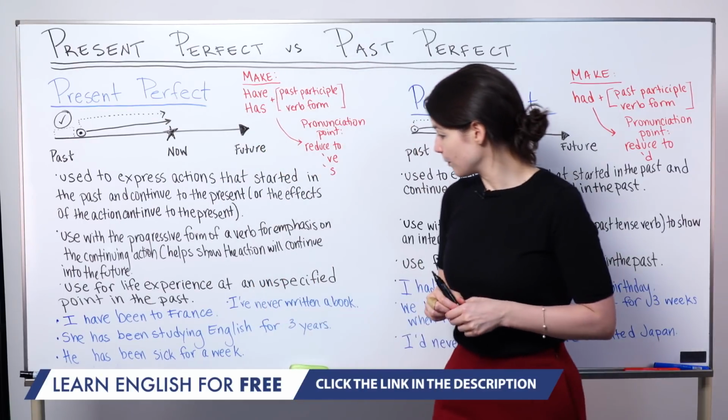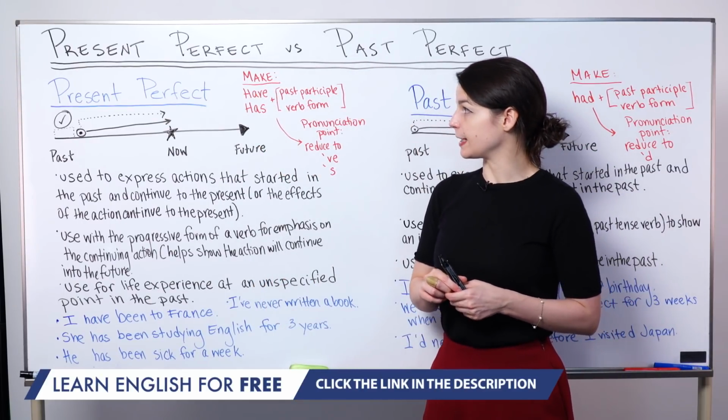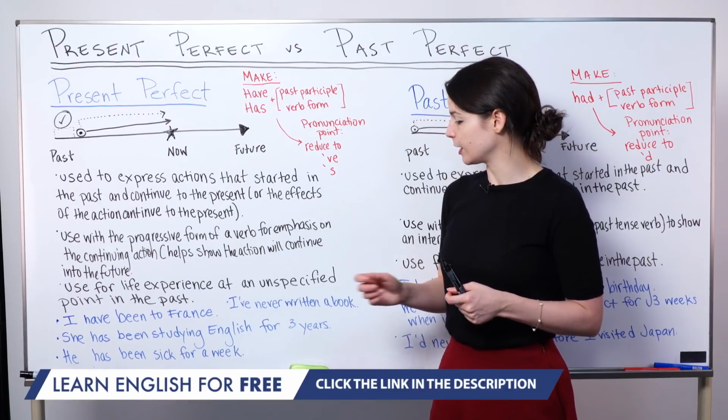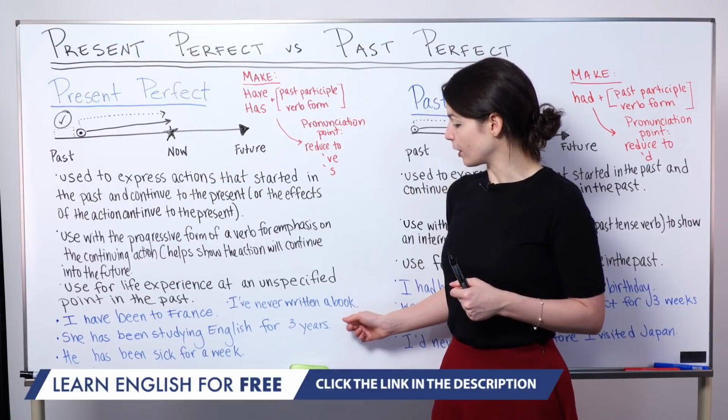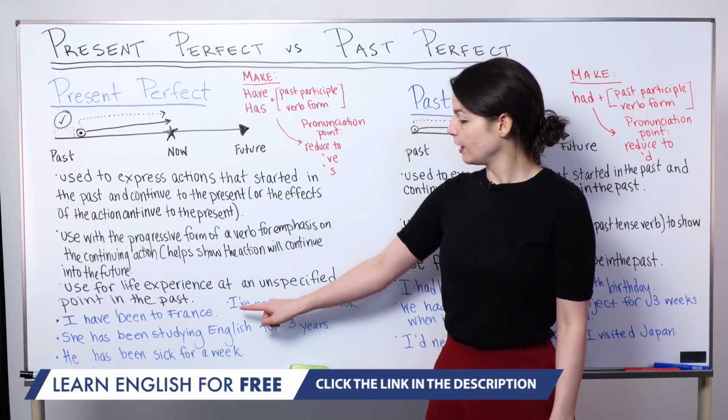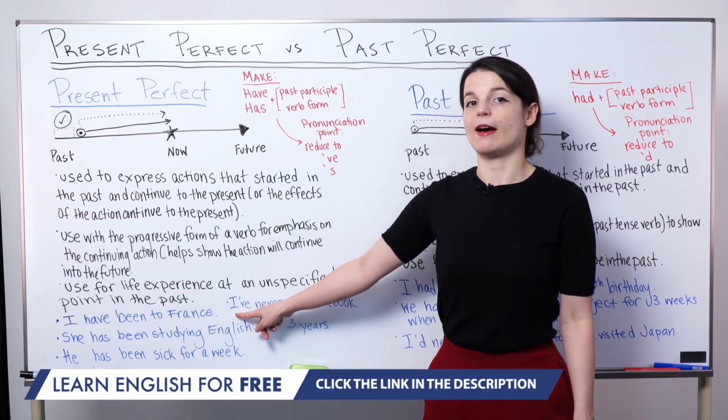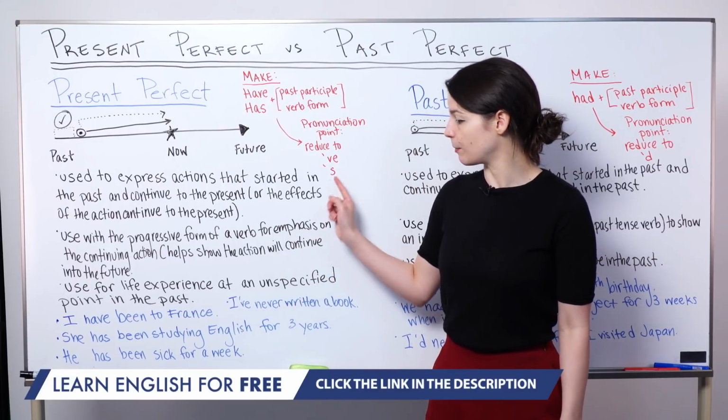Okay, let's move on to one more example sentence that uses present perfect. This one, it's a negative. I've never written a book. This I've is I have. I'll come back to this in a moment.